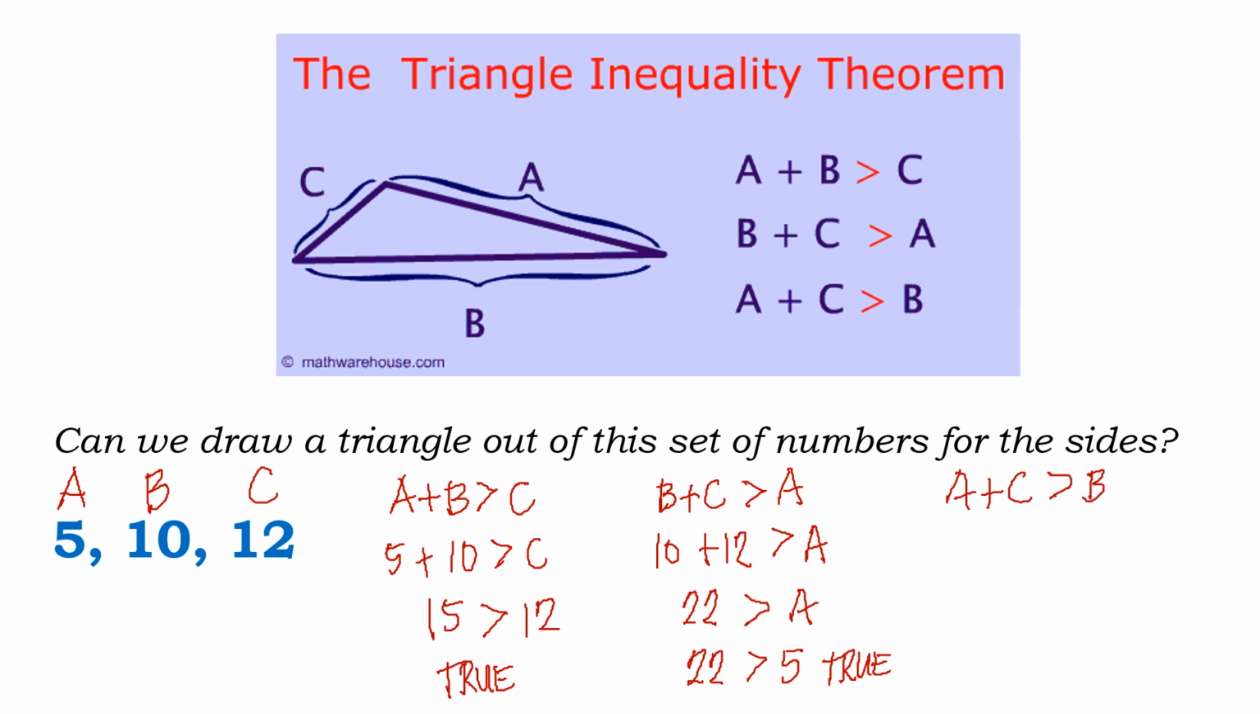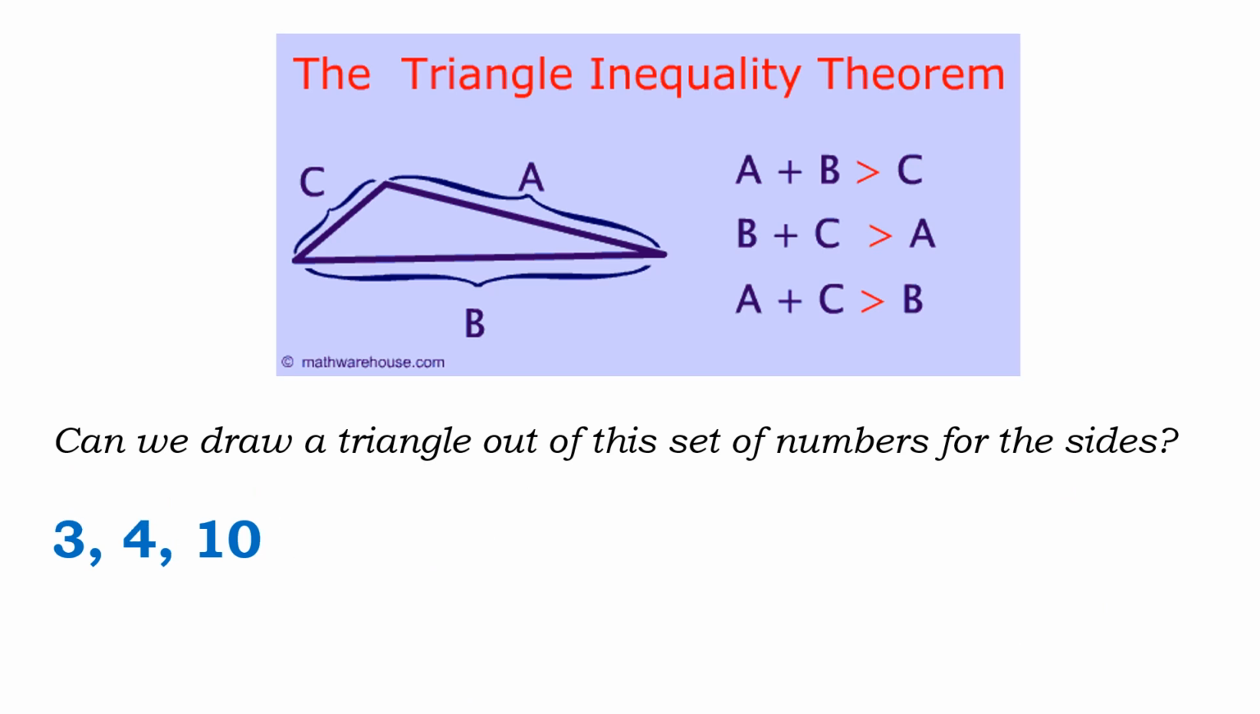The last condition is A plus C should be greater than B. So we have A is 5 plus C, that is 12, greater than B. So 5 plus 12, that is 17, greater than the value of B, which is 10. So this is again true. Now, we go back to our question. Can we draw a triangle out of this set of numbers for the sides? Since we satisfied all of the conditions, we can say that yes, we can draw the triangle out of this set of numbers 5, 10, and 12.